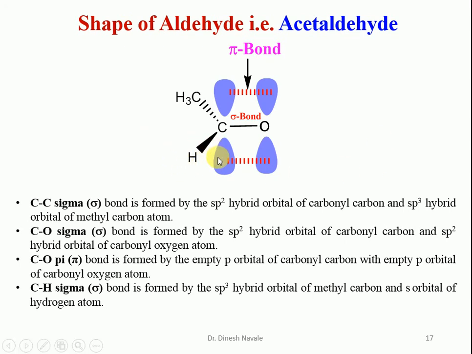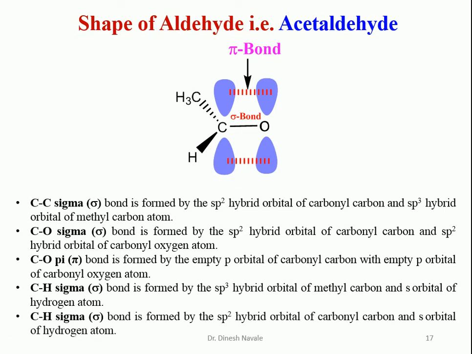So this is how there is a formation of the CH bond, whereas the CH bond in the methyl carbon will be formed by the sp3 hybridized orbital of the carbon. In case of this CH bond it is sp2, yes, and in case of this CH bond it is sp3 of the methyl carbon and the s orbital of the hydrogen atom.